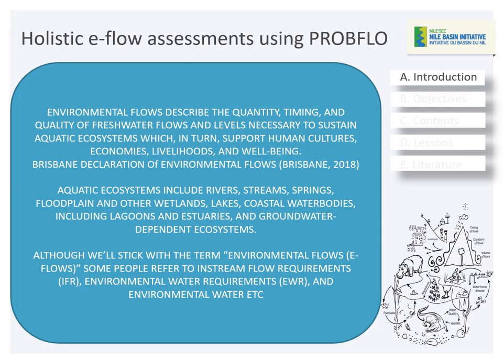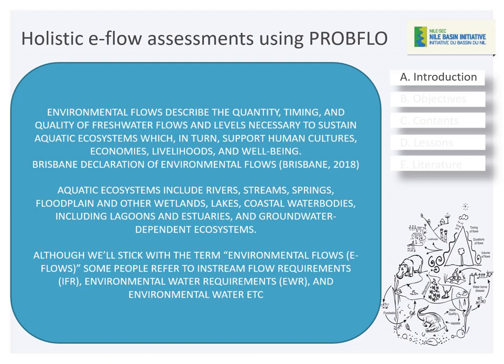Okay, so the definition of environmental flows is that it describes the quantity, timing, and quality of freshwater flows and levels, in particular that's important for wetlands, for example, necessary to sustain aquatic ecosystems, which in turn will support human cultures, economies, livelihoods, and well-being. So the definition demonstrates that there's an intrinsic link between the well-being of the environment and the provision of resources that people depend on. However, the definition requires for the determination of flows to maintain the ecosystem.